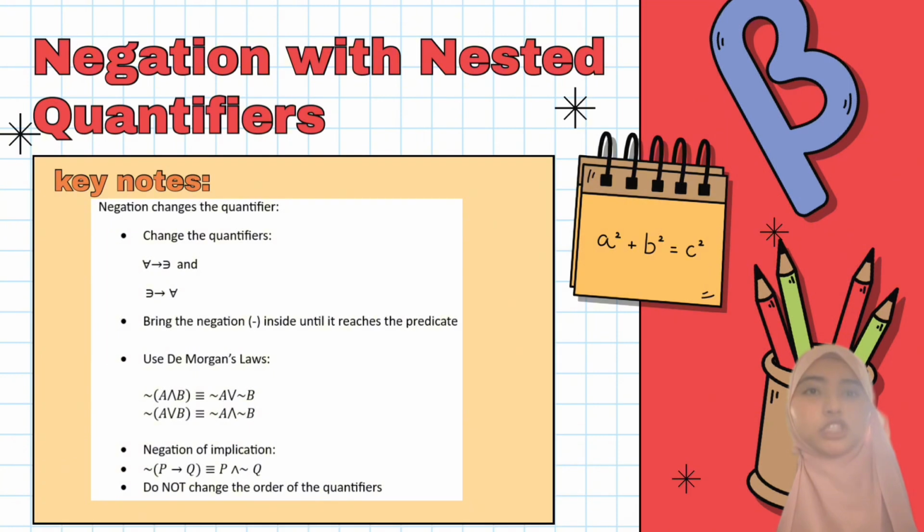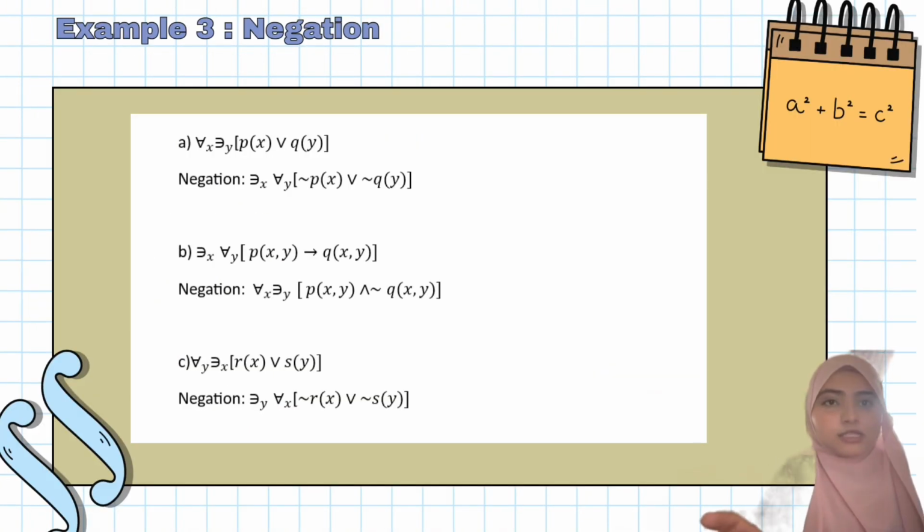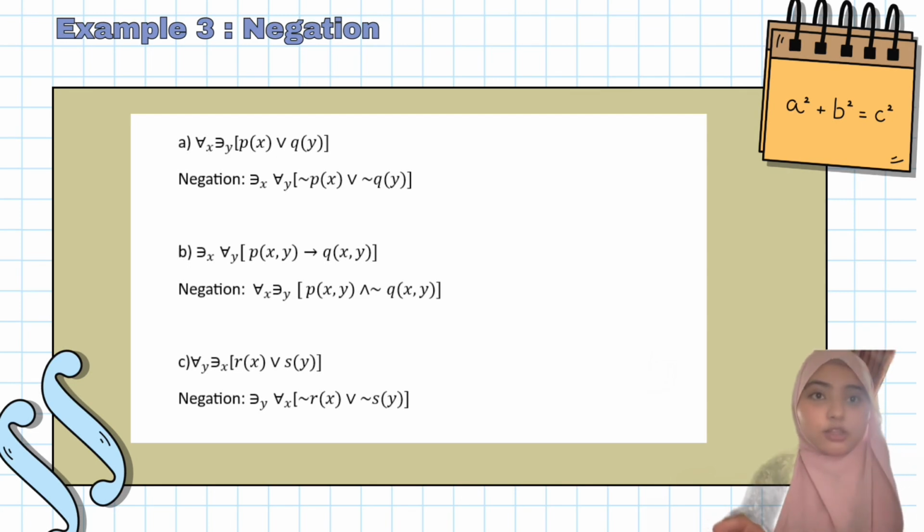Fifth, do not change the order of the quantifier. Now, this exercise is about negation with nested quantifiers. A. For all x there exists y, p(x) or q(y). We do a negation. For all x, we change to there exists x. There exists y, we change to for all y. p(x), we put a negation, not p(x), or, not q(y).